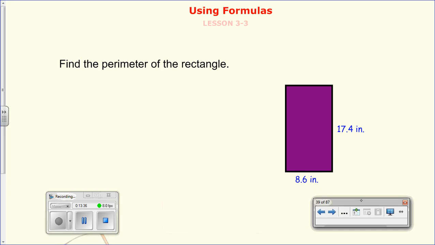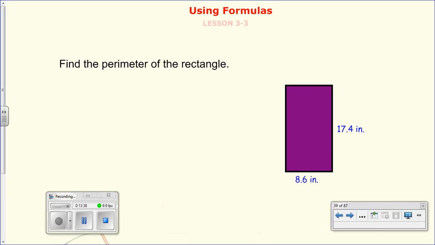All right, and final one for the night, and then we're going to call this lesson good. Go ahead and find the perimeter of this rectangle, however you want. You can use the perimeter formula, or you can just add around the distance. It's entirely up to you. So go ahead and solve this, and when you're all done, come back and check your answer. Go ahead and pause me.